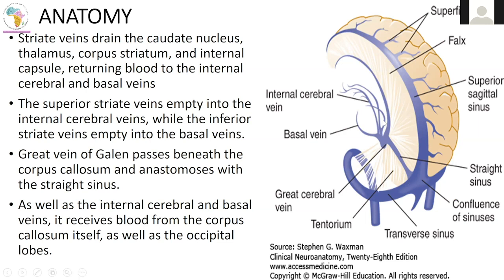Here we see the great cerebral vein, and we see the straight sinus. You see a confluence of sinuses and a transverse sinus, and you see that the blood will flow on, passing through the sigmoid sinus.